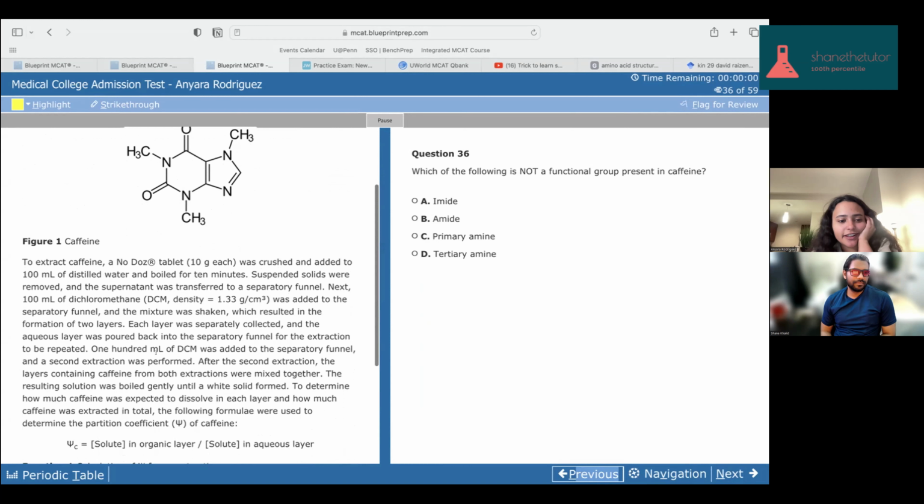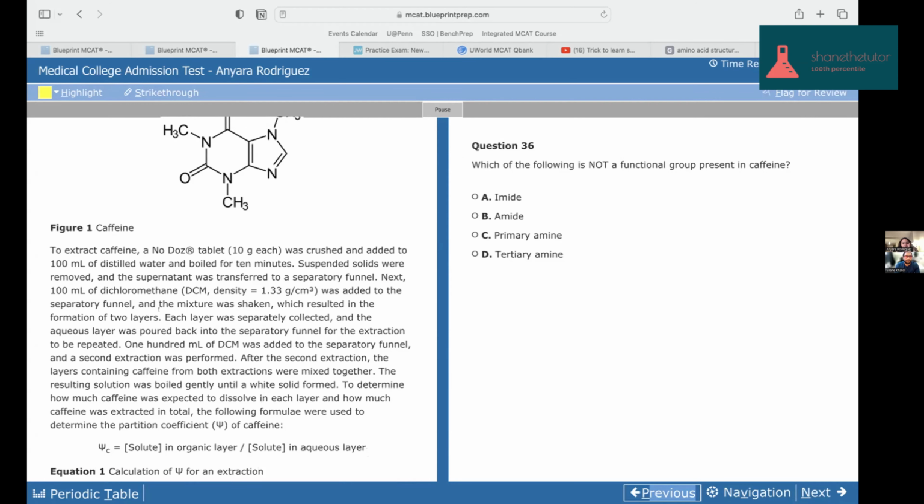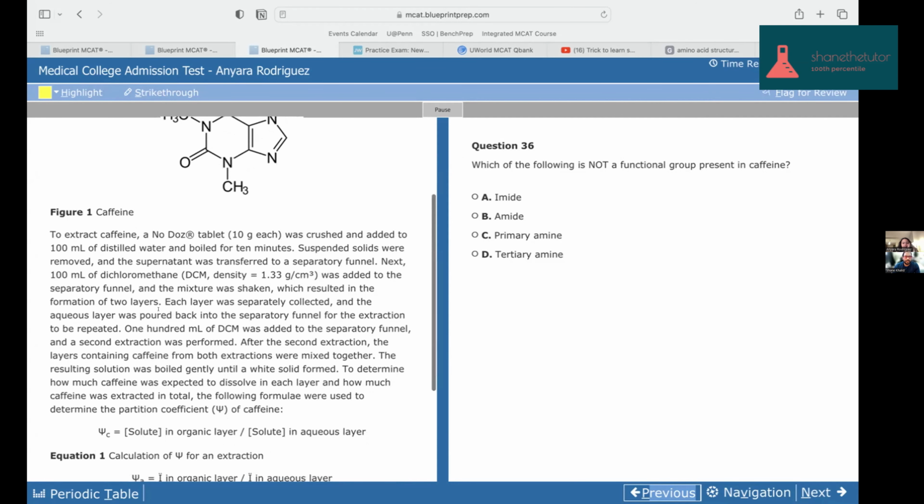To extract caffeine, a no-dose tablet, 10 grams each, was crushed and added to 100 milliliters of distilled water and boiled for 10 minutes. Suspended solids were removed, and the supernatant was transferred to a separatory funnel. Okay, they're extracting it. Next, 100 milliliters of dichloromethane, DCM, was added to the separatory funnel, and the mixture was shaken, which resulted in the formation of two layers. Each layer was separately collected, and the aqueous layer was poured back into the separatory funnel for the extraction to be repeated.